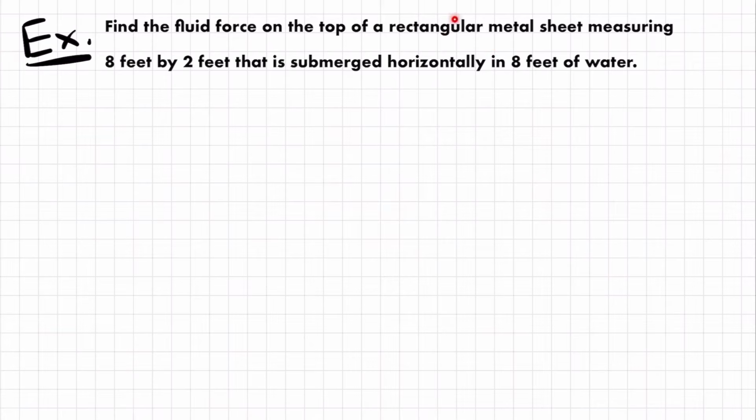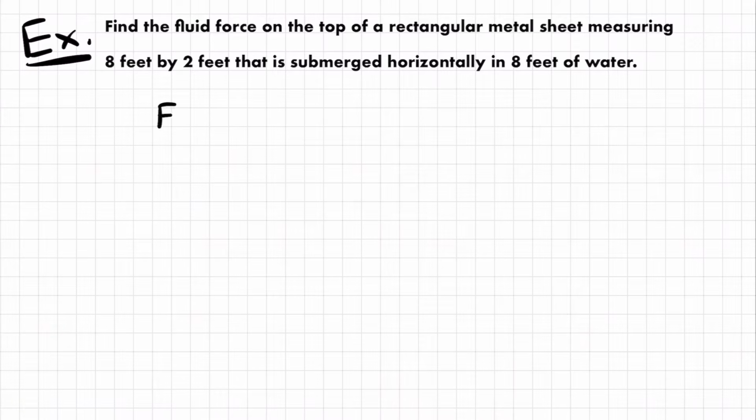So here's our example problem. We want to find the fluid force on the top of a rectangular metal sheet measuring 8 feet by 2 feet that is submerged horizontally in 8 feet of water. Since our rectangular metal sheet is submerged horizontally in a fluid, which is water, we can use the following equation to find the fluid force.